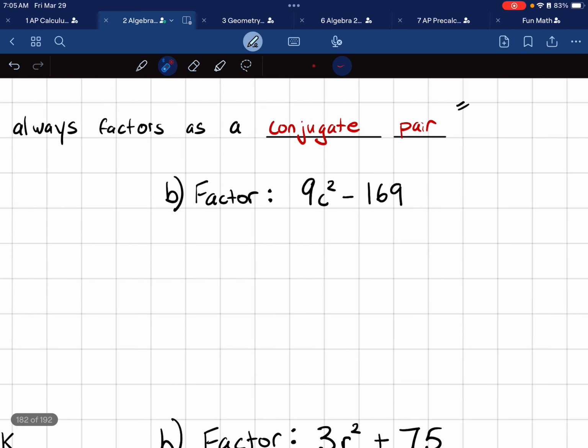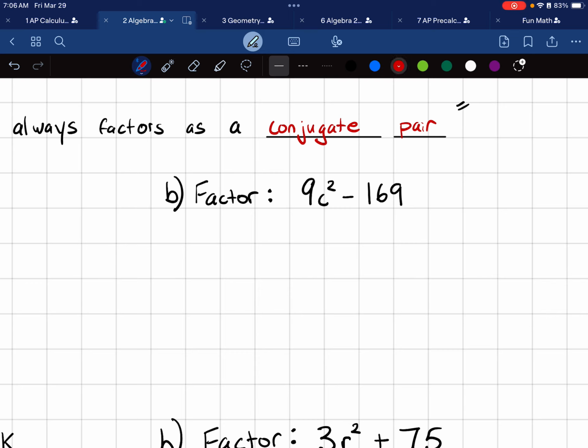All right, let's try example 1b. I just want to point out that I should be checking for a greatest common factor. I'm suspicious of this one because this one has a 9 and this one has a 9. So maybe I can divide by 9 or divide by 3. Let's check for divisibility by 3. So if I add the digits together, 1 plus 6 plus 9, I should be able to see if it's divisible by 3. 1 plus 6 is 7, plus 9 is 16. 16 is not divisible by 3 because 15 is divisible by 3. So 169 is not divisible by 3. Okay, so I can't factor out a greatest common factor on b.